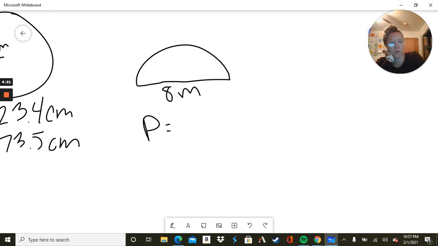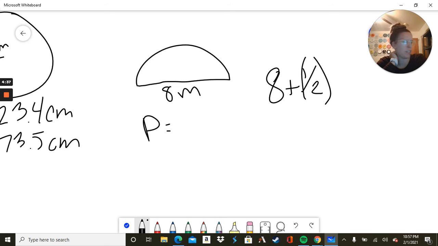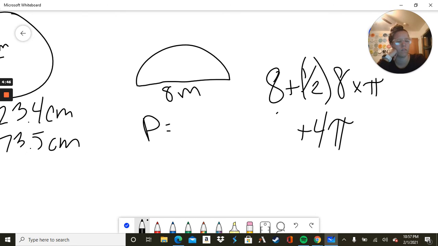Now let's try a perimeter problem. The diameter is 8. So our equation is diameter 8 plus half times the diameter times pi. So half of 8 is 4, times pi, plus 8 is 20.56 meters.